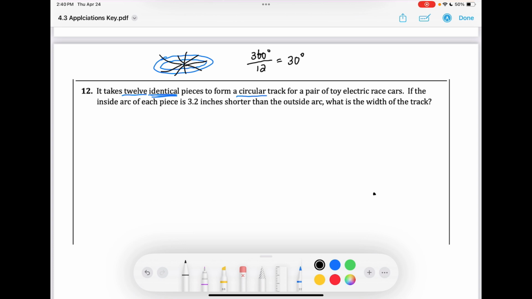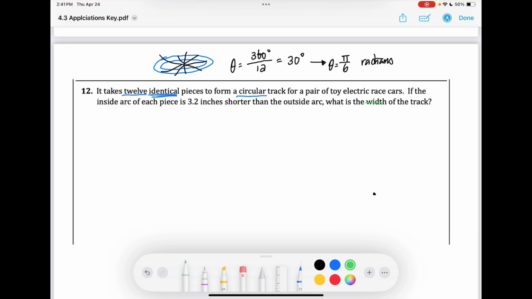Very good. Now, immediately, you also know that Maison said that we better keep the angle theta in radians. So 30 degrees is equal to pi over 6. So this tells us we are going to use radians to do the calculation involving the arc. Now, continue. If the inside arc of each piece is 3.2 inches shorter than the outside arc, what will be the width of the track?